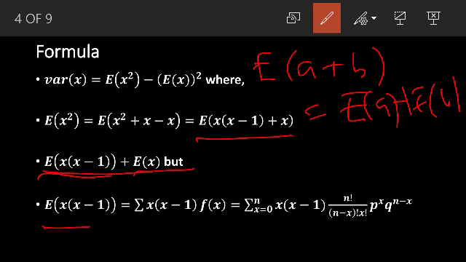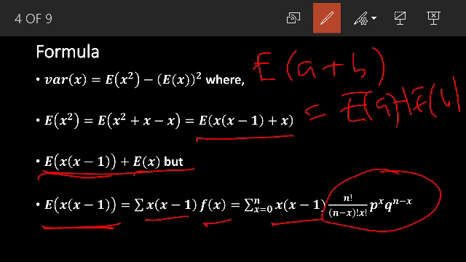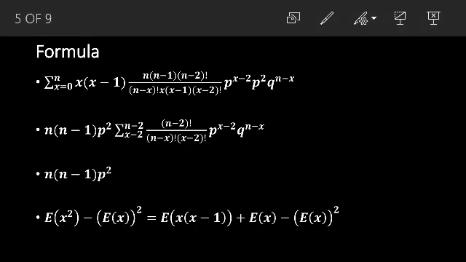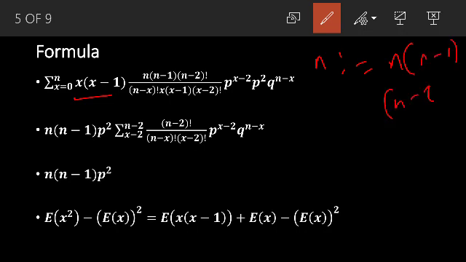Now we can take this, which is the expected value of x into x minus 1. It is the summation of x into x minus 1 times f of x, which is the definition of expected value, and here is the whole of this for a binomial distribution. So that's what we have here, x into x minus 1. Then your n factorial, you can see in this case we broke down n factorial to be n into n minus 1, then times n minus 2 factorial.